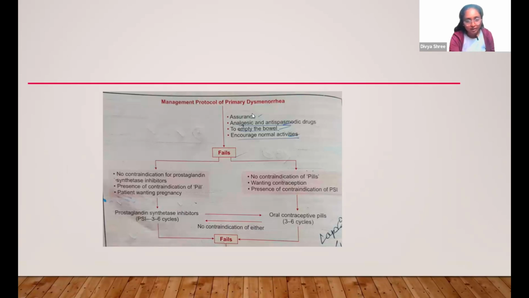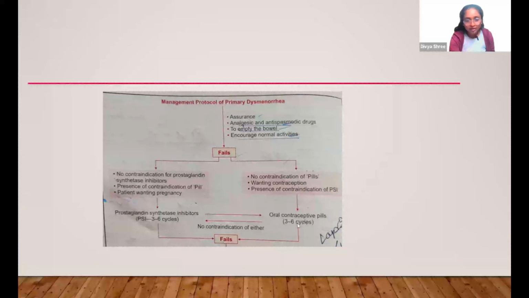So, the management protocol for primary dysmenorrhea. This is a summary. First, you reassure the patient, give analgesics, and encourage her to do normal activities. You can also give some antispasmodic drugs. If it fails, then if there is no contraindication to prostaglandin synthetase inhibitors, and the patient is wanting pregnancy or has a contraindication to the pill, either of them, you can give prostaglandin synthetase inhibitors. But if there is no contraindication to pills and she wants contraception, or the patient has contraindications to prostaglandin synthetase inhibitors, you can give OC pills.